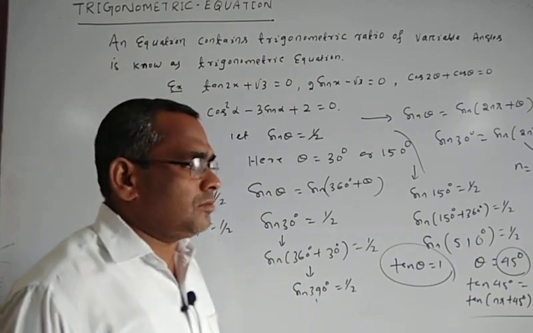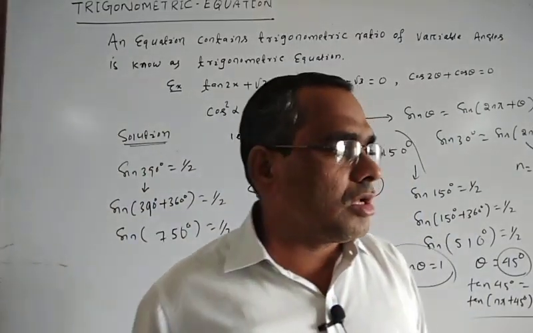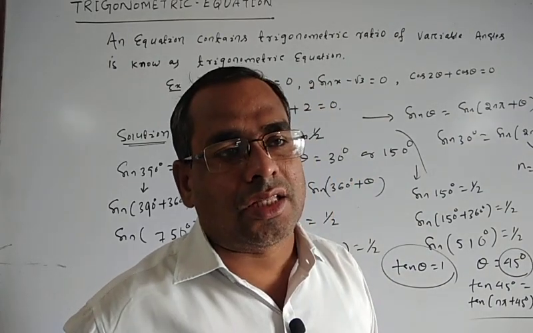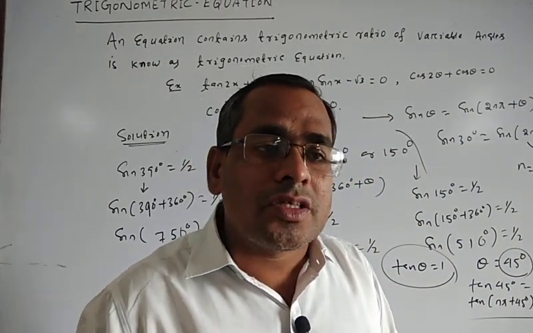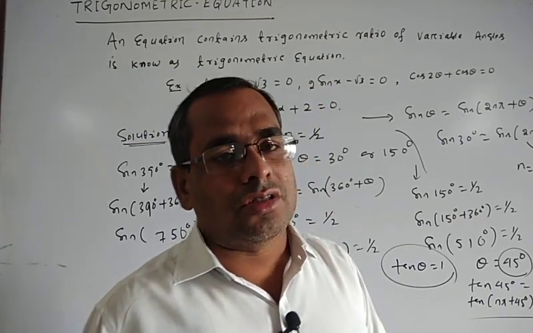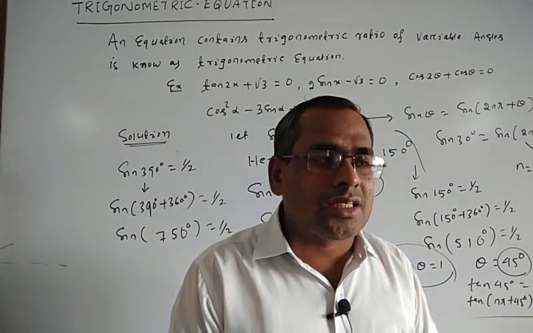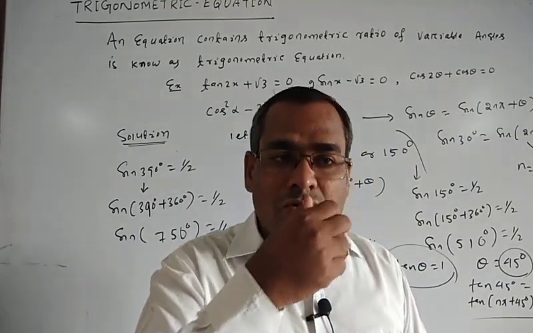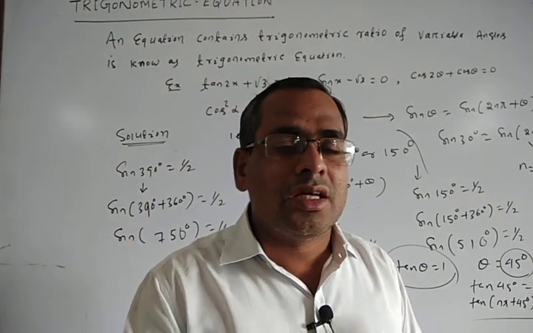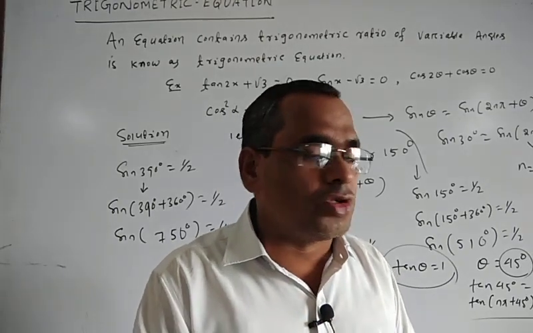But for solutions, there are two types. One is a general solution and the other is a principal solution. General solution means all possible values of theta. All possible values of theta are called the general solution. But those values of theta that lie in the interval from 0 degree to 2 pi, open, means theta less than 360 degree and greater than or equal to 0 degree.